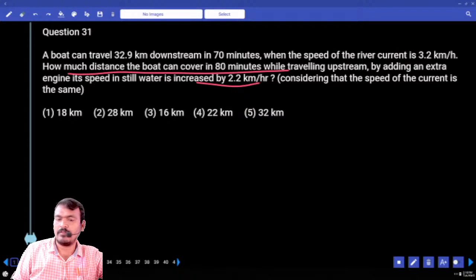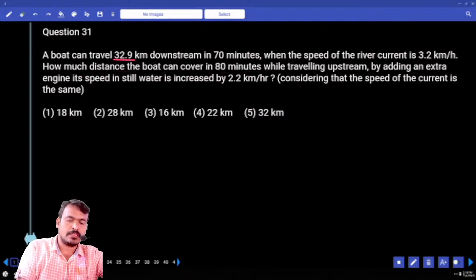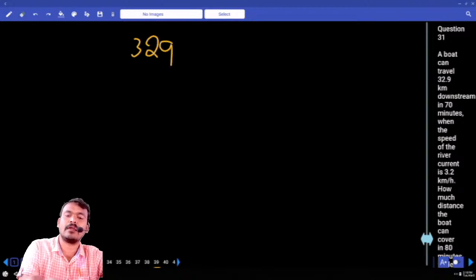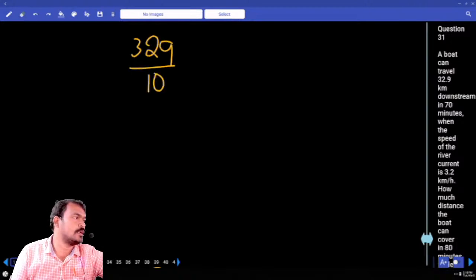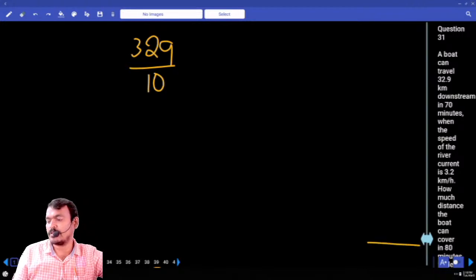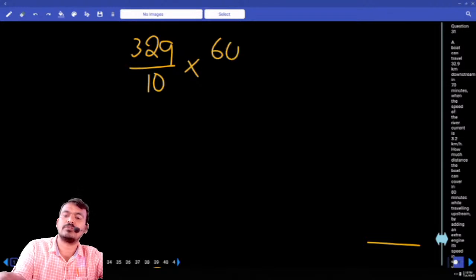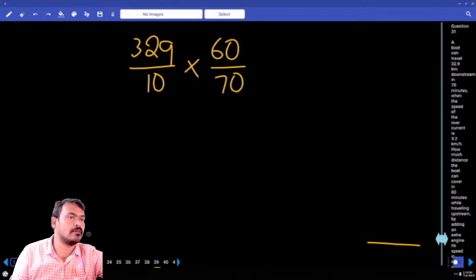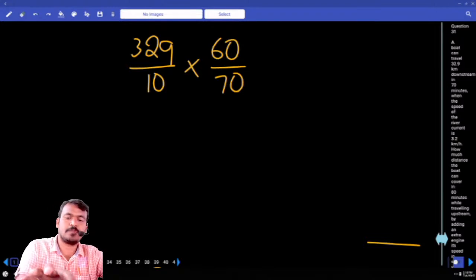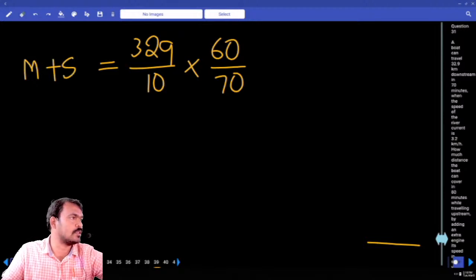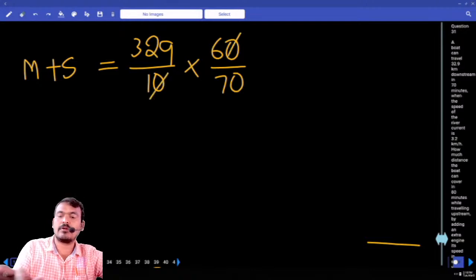First of all, what is the downstream distance given? 32.9. This we write as 329 by 10. How much time is taken? 70 minutes. 70 minutes we write as 70 by 60. Distance by time is equal to speed. That speed is equal to M plus S, because it is downstream speed. Zeros cancel.